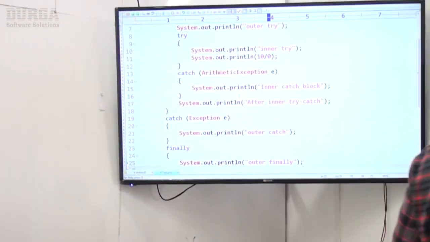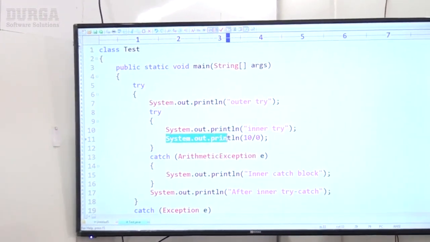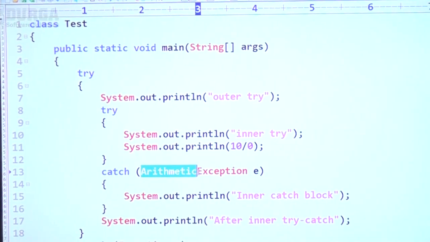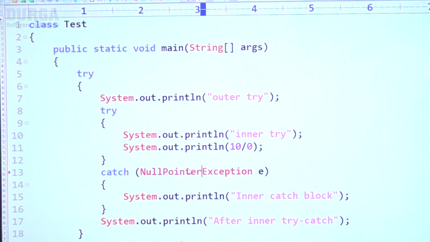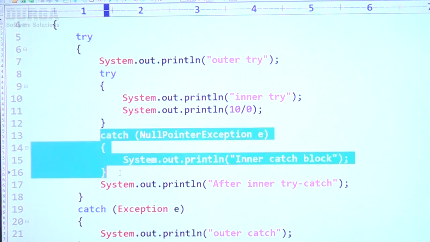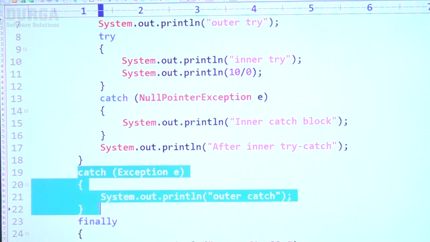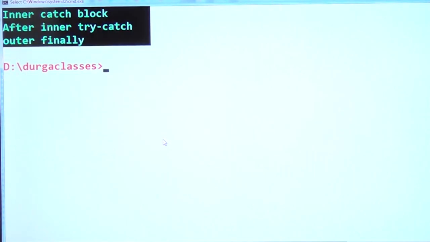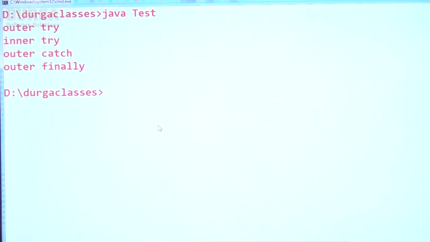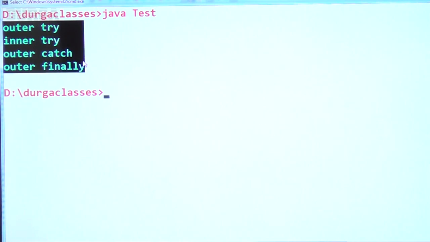Here see this one, same example. The raised exception is ArithmeticException, but in the inner catch block I have NullPointerException. So inner catch block is not matched, only outer catch block matched, sir. Then what is the flow? Observe here, the code compiles fine, no problem. What is the answer? By default you are going to get outer try, inner try, outer catch, outer finally. This is the output by default we are going to get, sir.